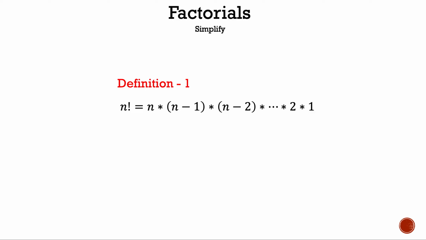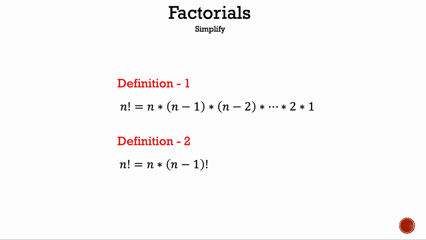And now let's take a look at the second definition that we have for factorials, which is n factorial is equal to n times the quantity of n minus 1 factorial. This is helpful so we don't have to write out each number down to 1. We can stop at a useful number.